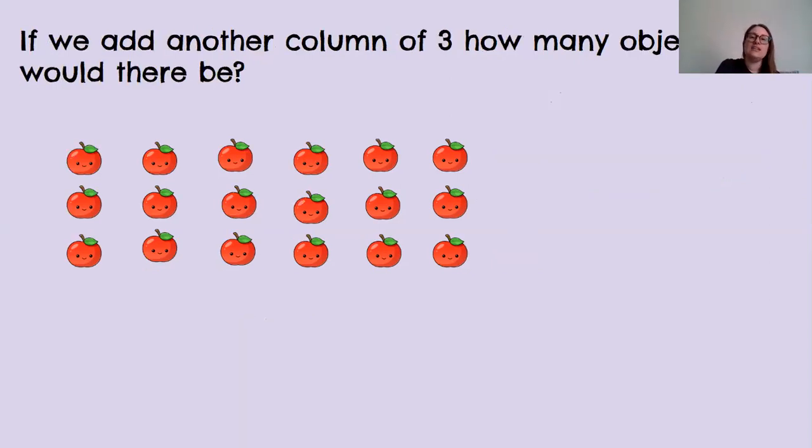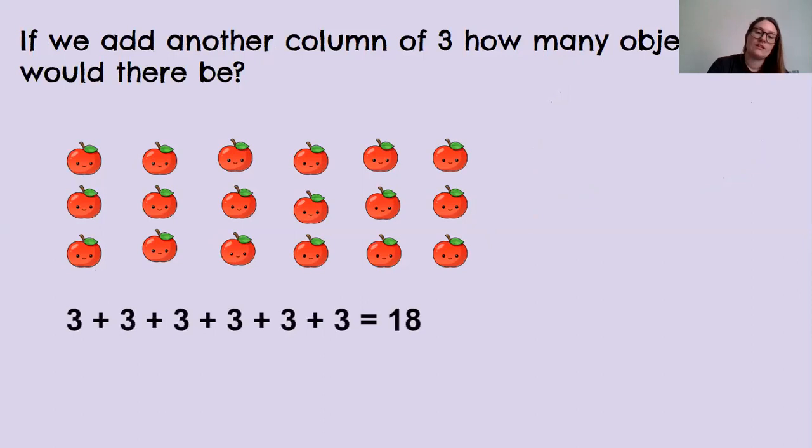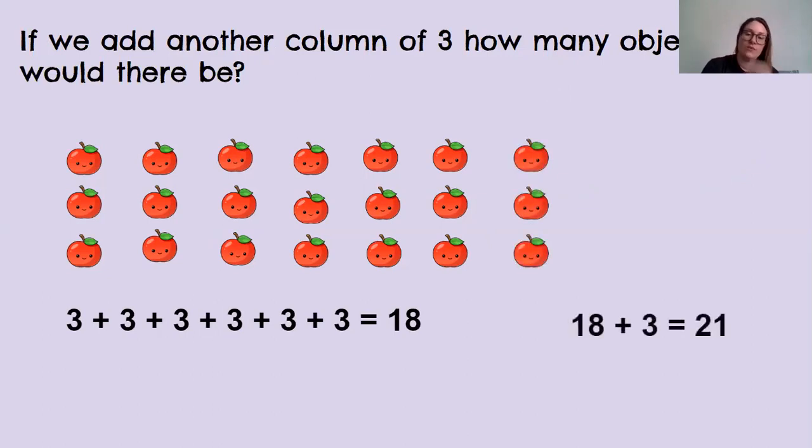If we were to add another column of 3, how many objects would there be? Remember, we had 18 before because we had 6 columns of 3. If we add 1 more column of 3, how many objects would there be? So this was our repeated addition equation before. We had 18. If we add another column of 3, we add 3 more to 18, and that makes 21.